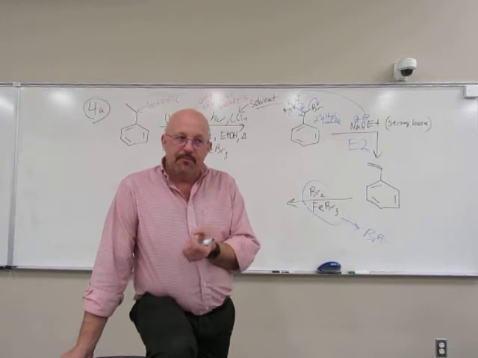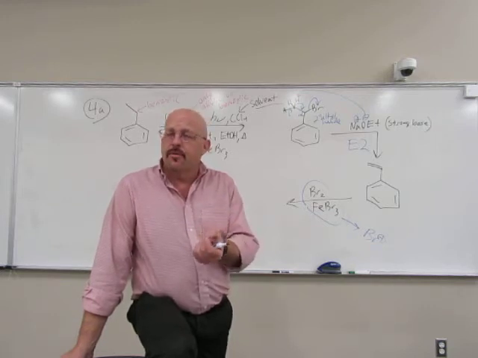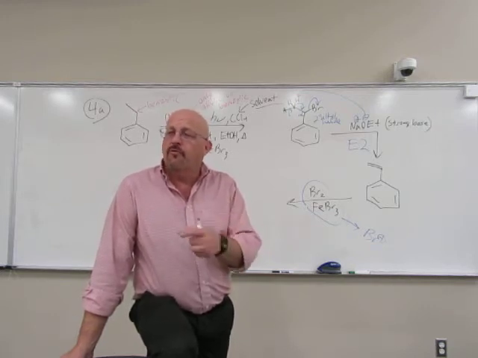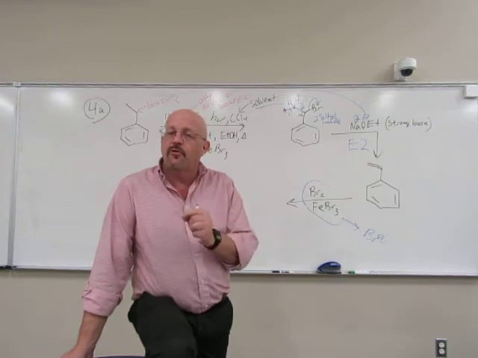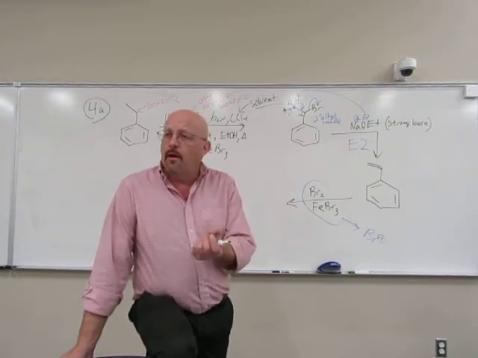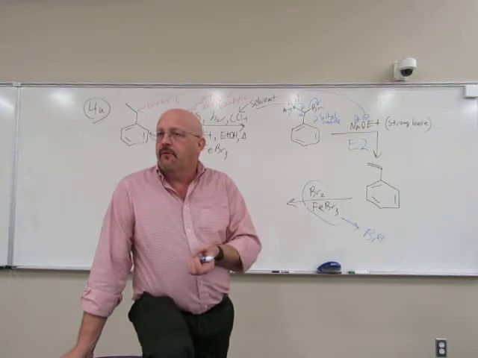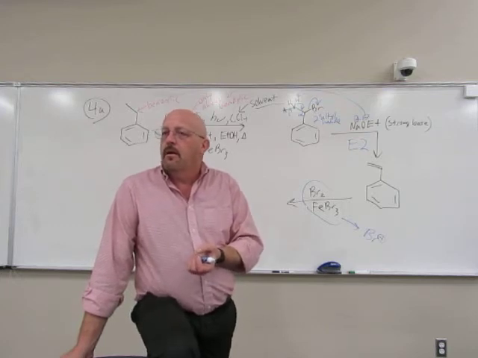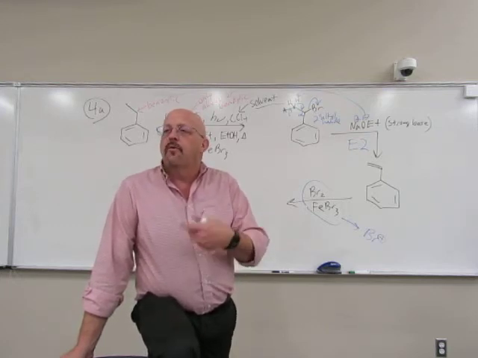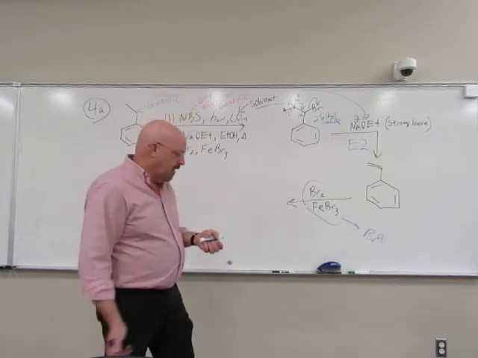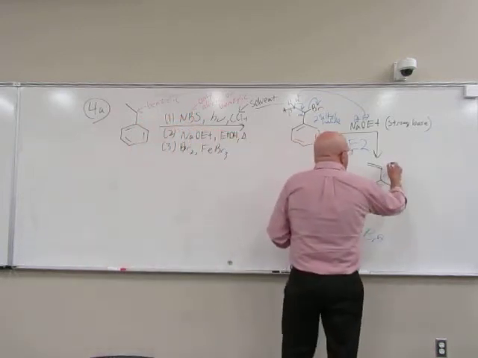The only exception to that, so all your ortho-para directors have lone pairs on the atom directly attached to the ring, except for the alkyl groups, phenyl groups, and like an alkene, a vinyl group or something like that. Any of those carbon groups. That was the only exception. So this is an ortho-para director.